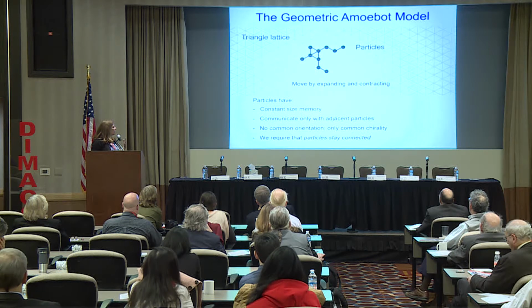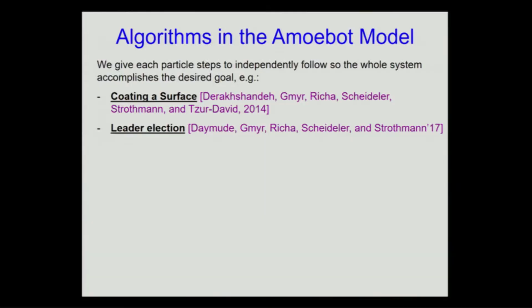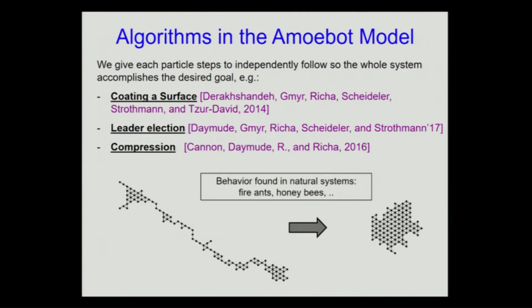Okay, so here we have a component of particles. And there was a bunch of work that was done previously on the Amoebot model: coating a surface, leader election. These are very challenging when you really have this limited view of the world. And the one that we set out to look at was called compression. So you start off with some connected configuration, which is clearly not compressed, and you want to end up with something like what's on the right, which is compressed.